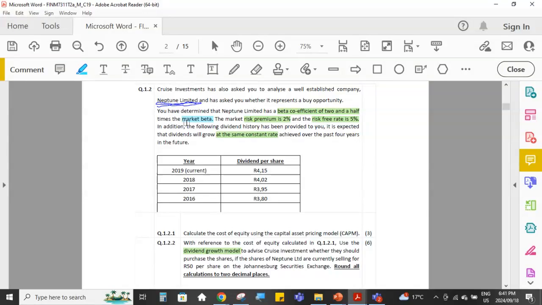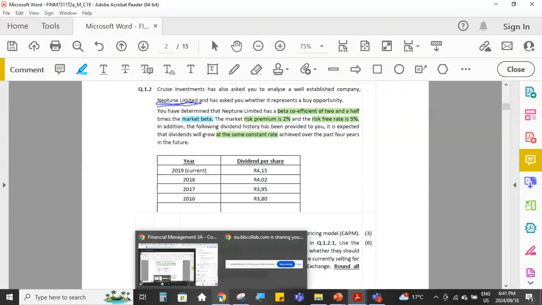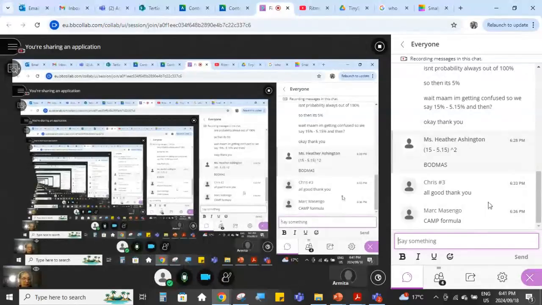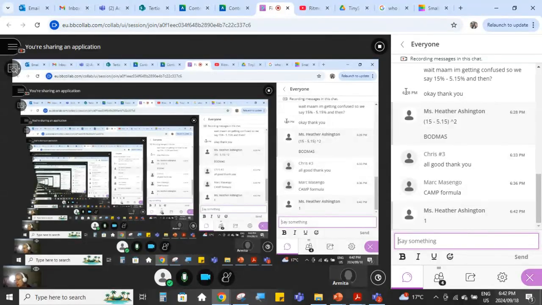What is the market beta? Who remembers, what is the market beta? The market beta is always one amount. What is the market beta considered to be? It's like a benchmark. You can remember. Anybody? The market beta is 1.